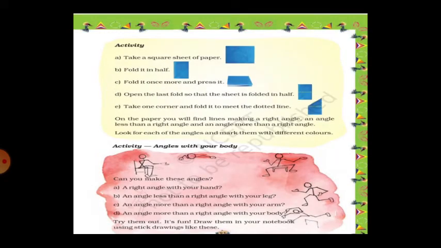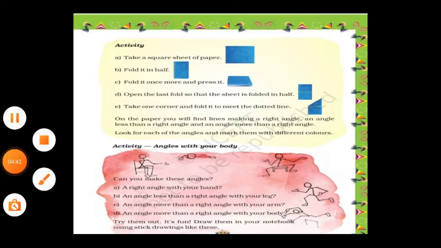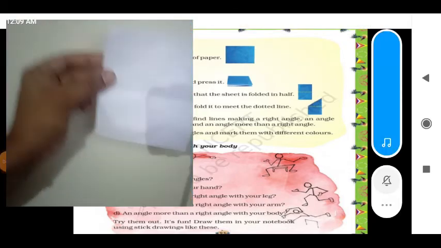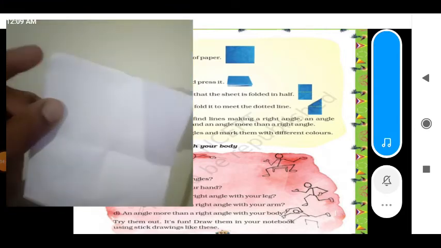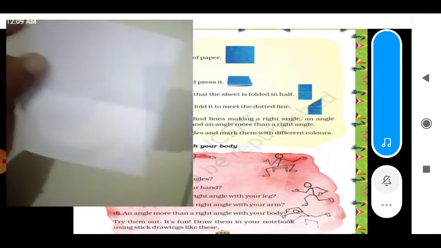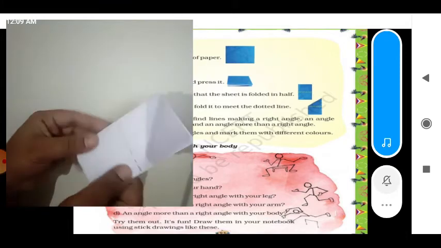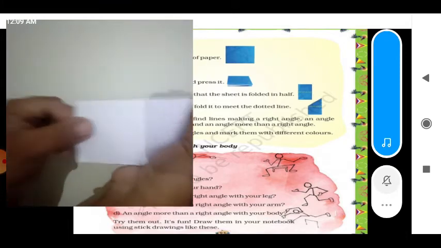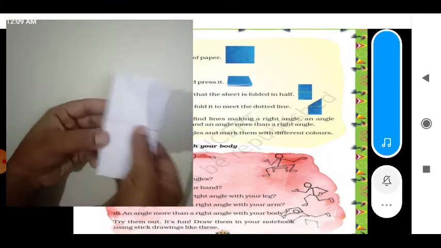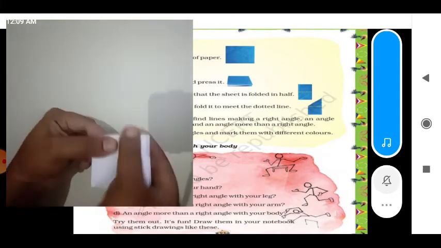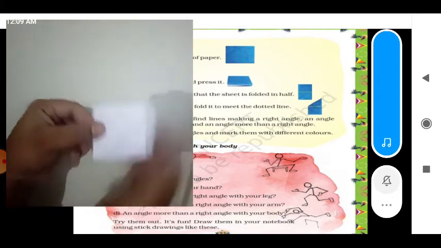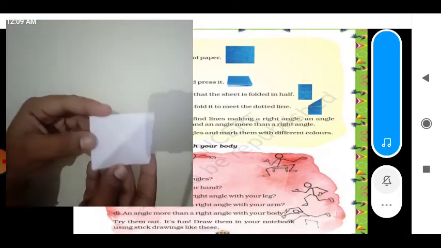One activity they are given, you can do it along with me. Take one square sheet of paper, then you fold it like this. See, fold it like this. Again, one more time you fold it and press it neatly. See, like this.